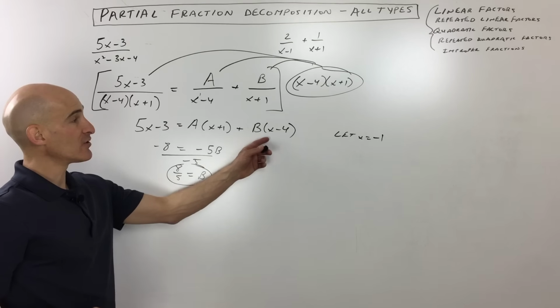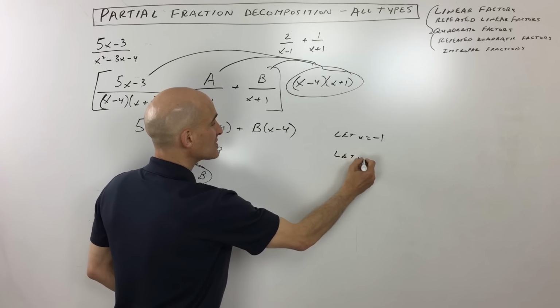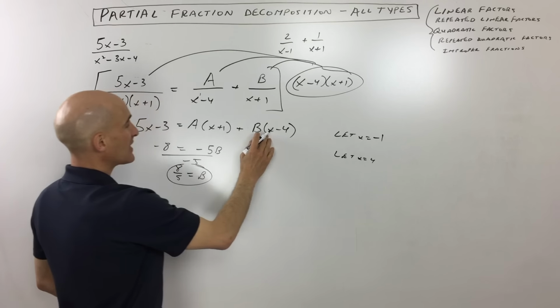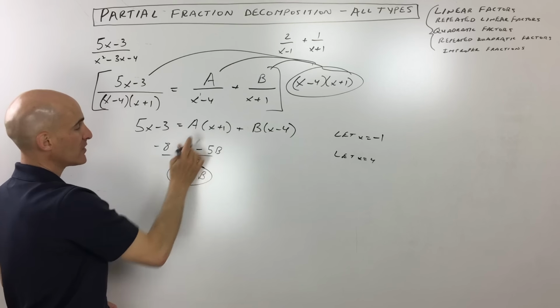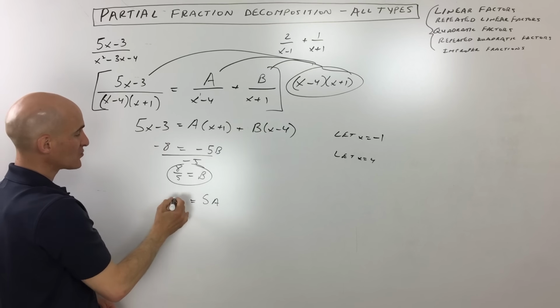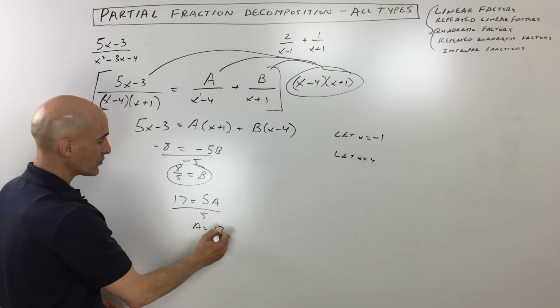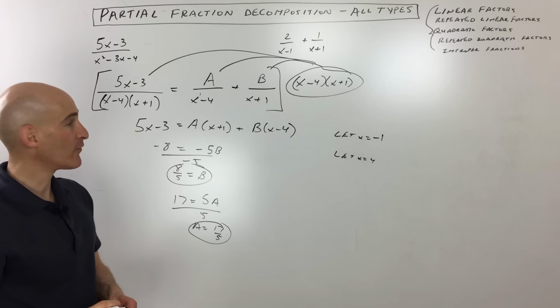Okay. Similarly, if we set x equal to 4, let x equal 4, that's going to cancel out this quantity. 4 plus 1 is going to give us 5a, which is equal to 20 minus 3, which is 17. And if we divide both sides by 5, you can see that a is equal to 17/5. Okay, so you're with me so far?